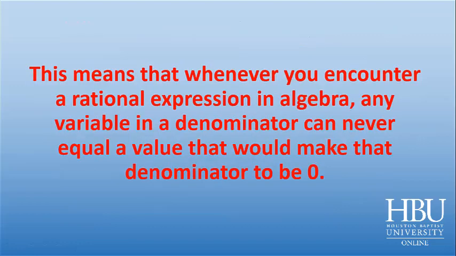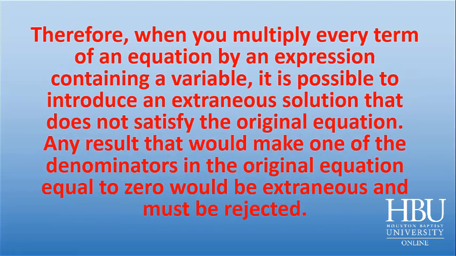This means that whenever you encounter a rational expression in algebra, any variable in a denominator can never equal a value that would make that denominator 0. You are never, ever allowed to divide by 0 in mathematics. Therefore, when you multiply every term of an equation by an expression containing a variable, it is possible to introduce an extraneous solution that does not satisfy the original equation. Any result that would make one of the denominators in the original equation equal to 0 would be extraneous and must be rejected. Let's look at an example.